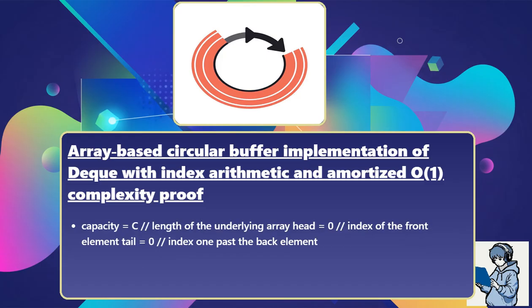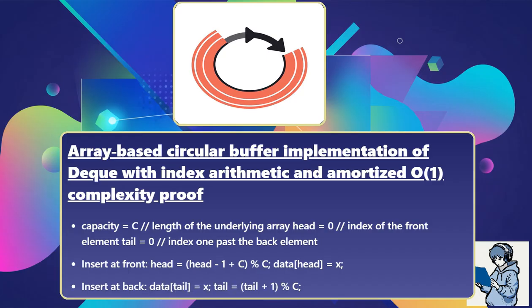Head equals 0, the index of the front element. Tail equals 0, the index one past the back element. Insert at front: head equals (head minus 1 plus C) modulo C, then data at index head equals X. Insert at back: data at index tail equals X, then tail equals (tail plus 1) modulo C.